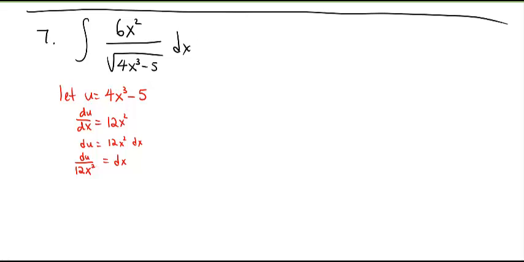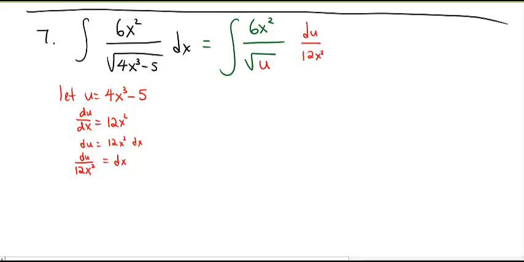After doing that, now it's time to, that's right, substitute. We'll leave the 6x squared for now. That root now becomes root u. And dx now becomes du over 12x squared. And lo and behold, I can simplify this to, you betcha, 1/2. And now once again, everything's in terms of u. Nice, eh? I can then rewrite this as u to the negative 1/2 du.